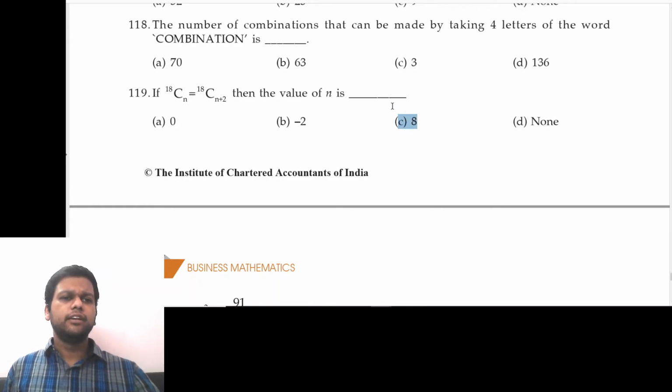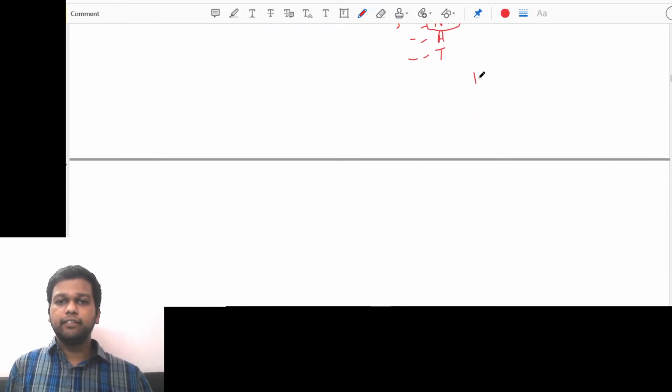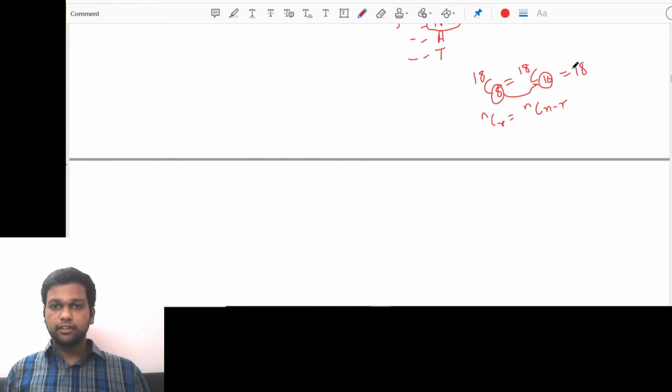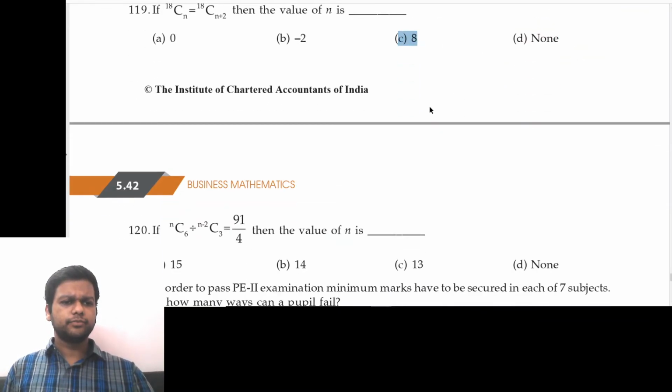But if we write, it will be 18C8 is equal to 18C(8+2), 10. So if we put 8, it will be 18C8 is equal to 18C10. This is correct because we know that nCr is equal to nC(n minus r). If the total of these two is equal to 18, then that means that is correct, right? 18C8 is equal to 18C10. So C is the correct answer.